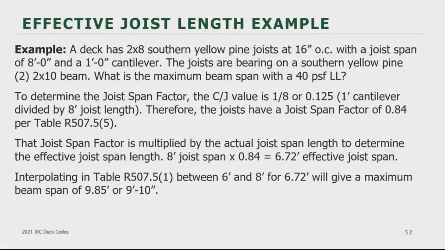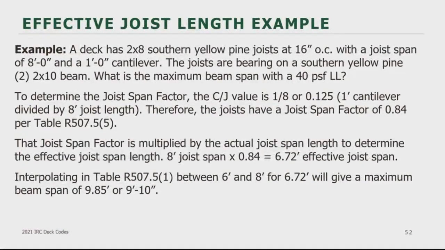Here's an example of effective joist span length and how it applies to a beam size or spacing. For example, a deck has 2x8 southern yellow pine joists at 16 inches on center with a joist span of 8 feet and a 1 foot cantilever. The joists are bearing on a southern yellow pine double 2x10 beam. What is the maximum beam span with 40 pounds per square foot of live load?